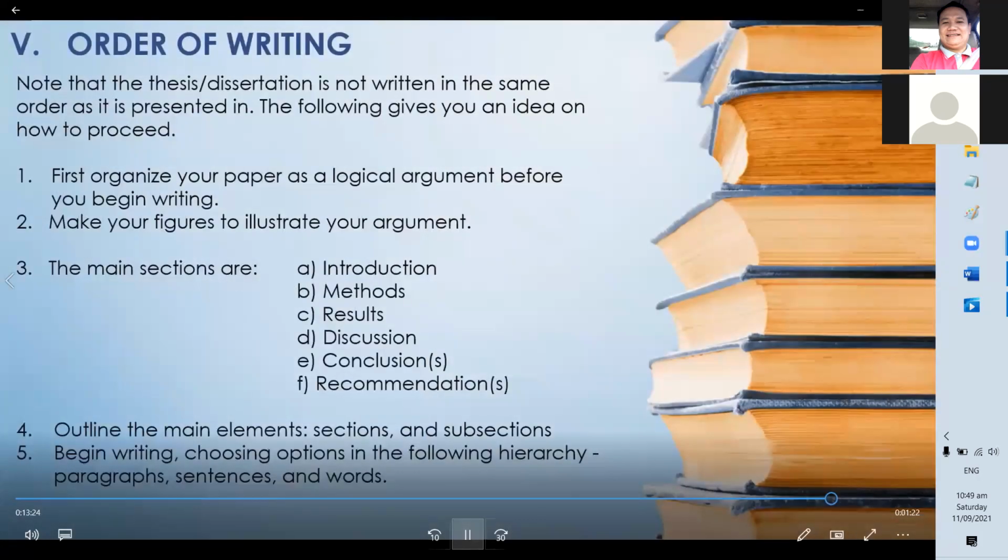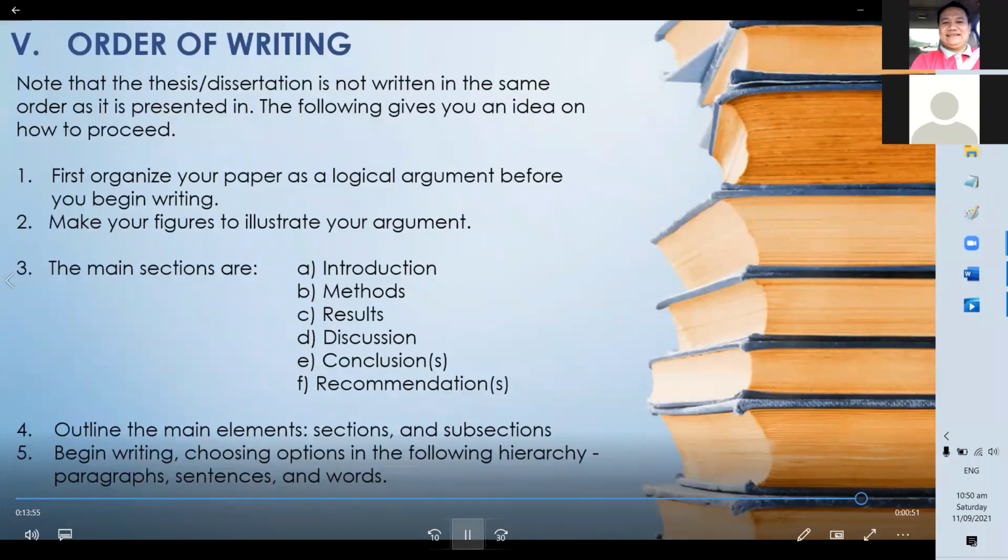Down to the last part of my report is the order of writing. Take note that the thesis or dissertation is not written in the same order as it is presented in. The following gives us an idea on how to proceed. First is to organize the paper as a logical argument before we begin writing. And second, make the figures to illustrate the argument.